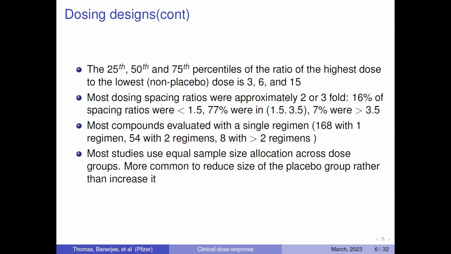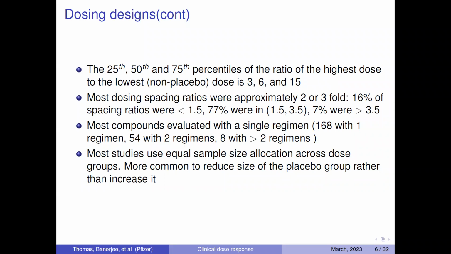6 is still not very good, but you start to see some trends developing. 15 is still really not adequate, honestly, but you're at the stage where you can start to see the dose response appearing. So there were a fair number of compounds where we have a really good description of dose response. We also have some compounds where we really didn't learn much.